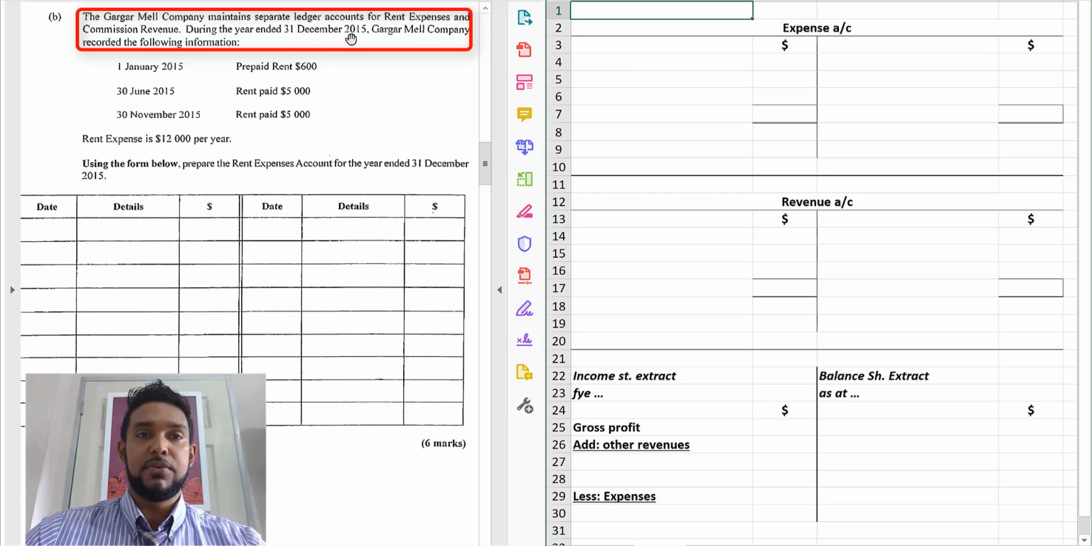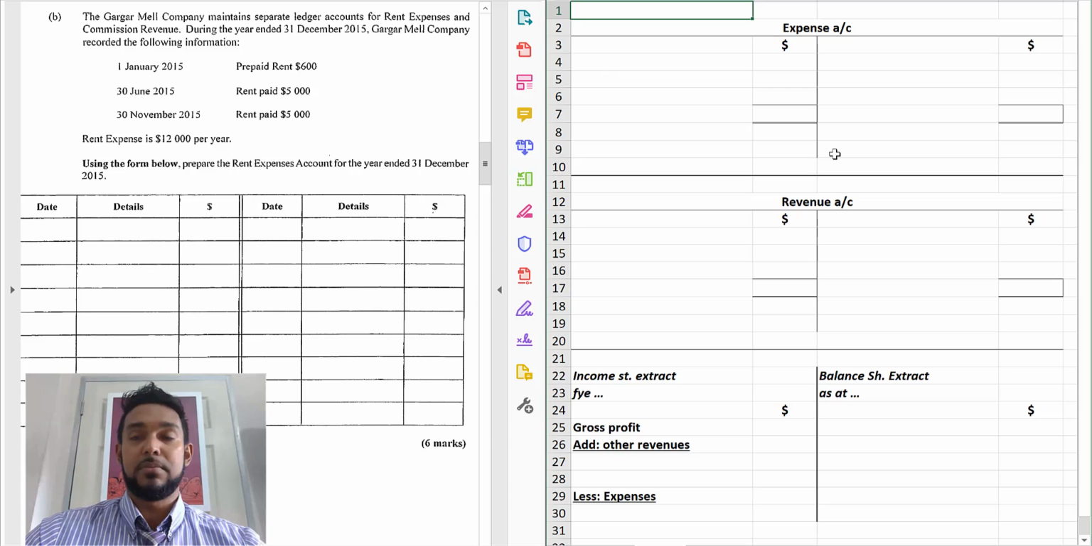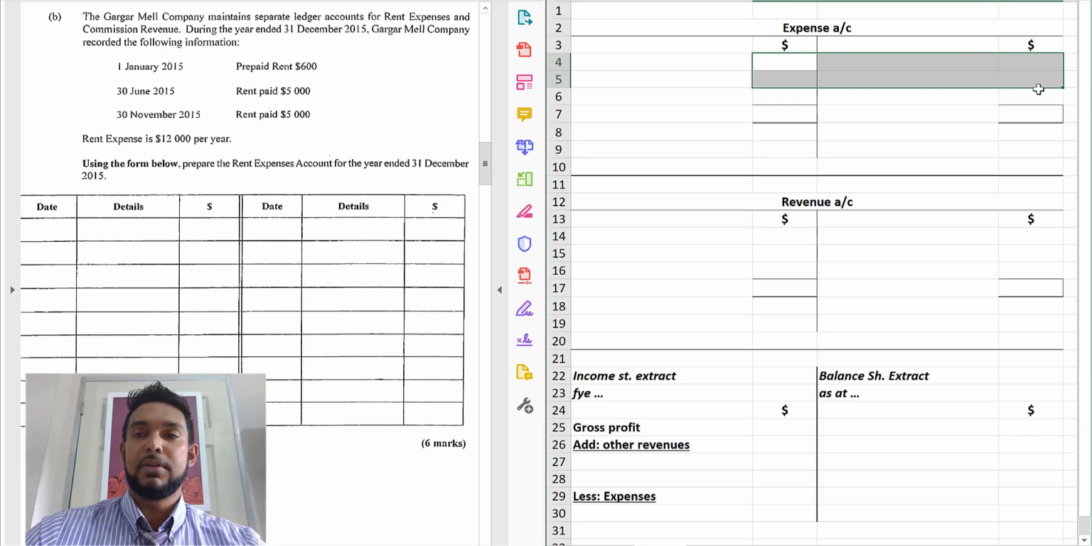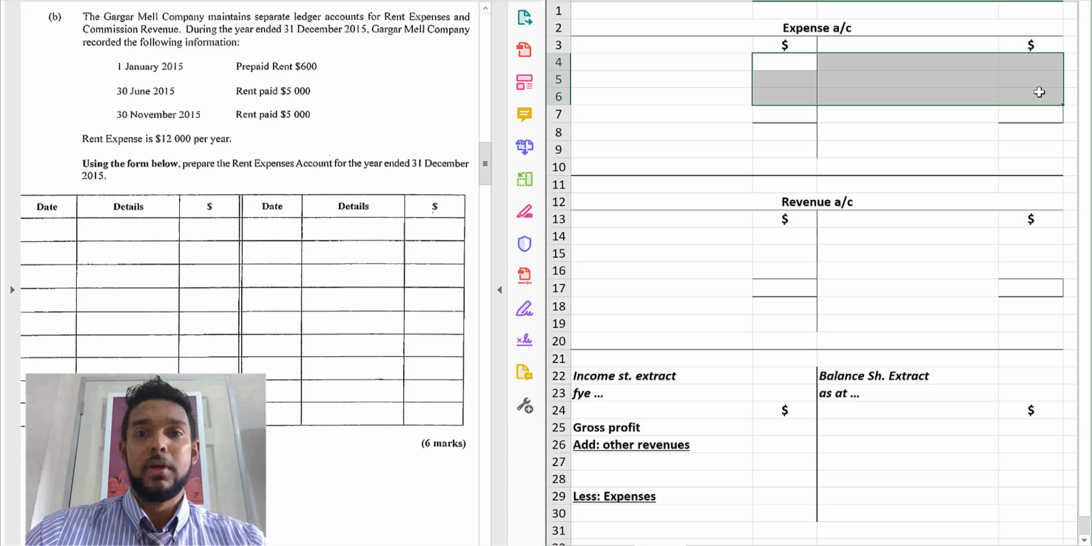During the year ended 31st December 2015, Gargamel Company recorded the following information. So just a quick note, you guys are noticing they've given you T accounts to use this time, and they've given you a date column. I don't have date columns in my spreadsheet because when I did include them, most times they weren't used, and the figures were a bit small, especially if you're watching on your phone. So I have opted not to have date columns, but they are important. If they give you the information, please use it. You don't want to run the risk of losing out on marks that you can get very easily.